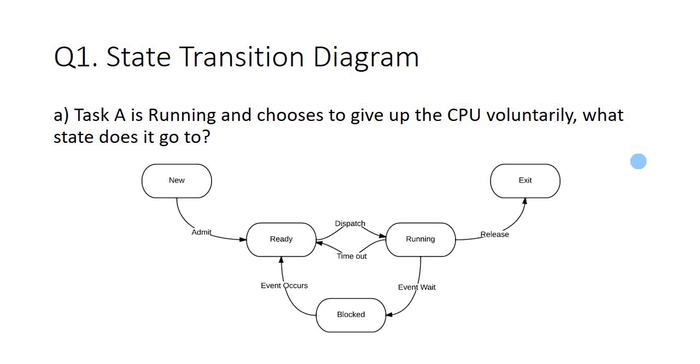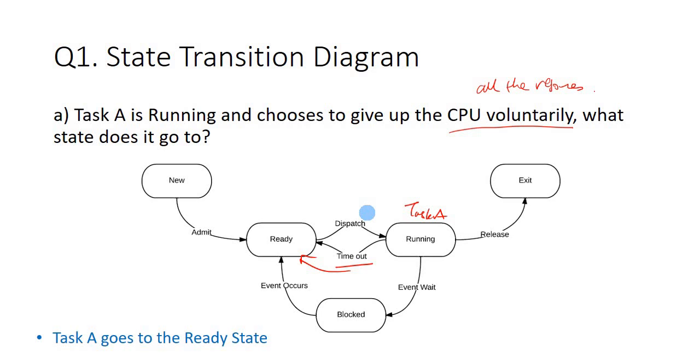The first question asks: task A is currently running, and it gives up the CPU voluntarily. As I mentioned, when you say voluntarily, it generally refers to a situation where you have all the resources that you want, but yet you still want to give it up. So you will go to the ready state, wait for your turn based on the scheduler, and then go back to the running state. So task A will go to the ready state in this case.